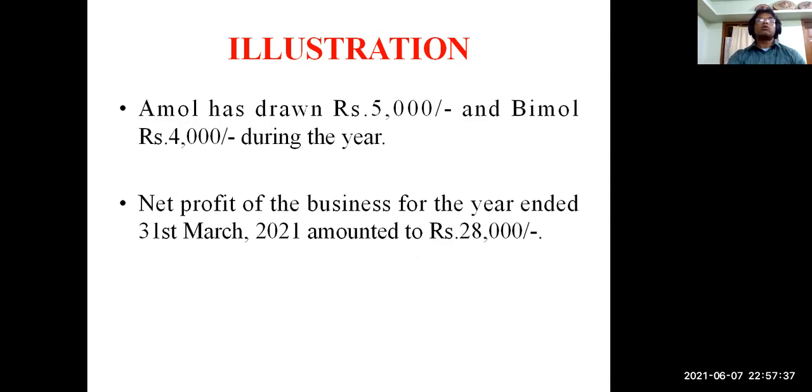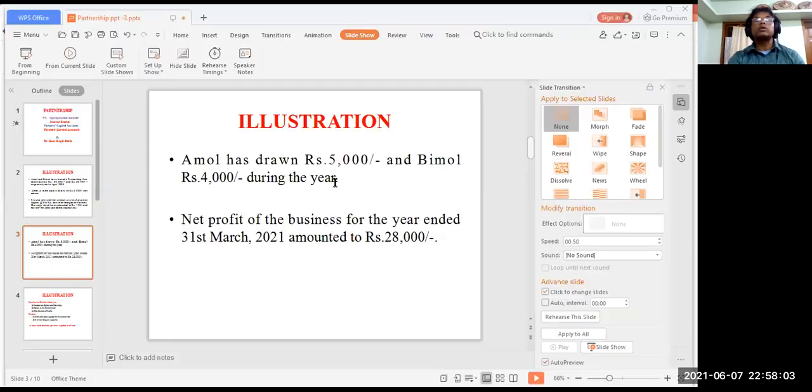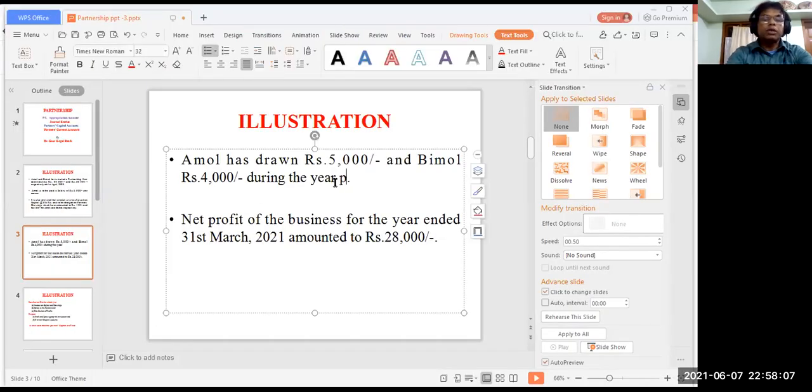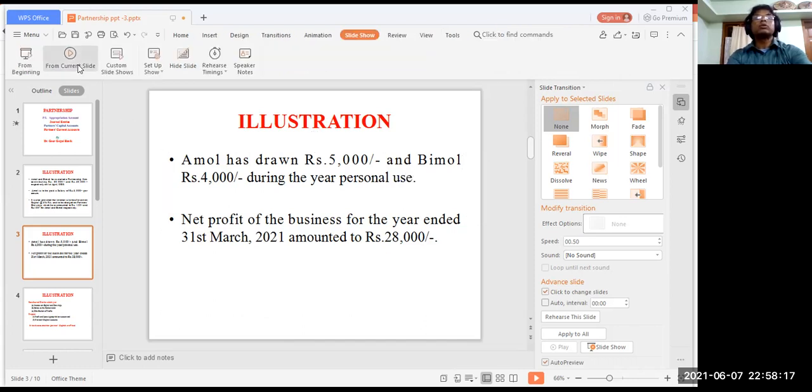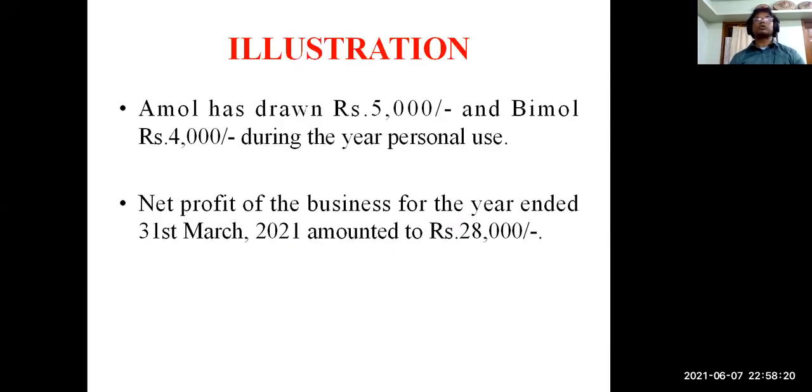Then Amol has withdrawn rupees 5,000 and Bimol has withdrawn rupees 4,000 during the year. See, I have not mentioned here that it's for personal use. They have withdrawn this amount for personal use. Okay, let me correct it for you. Let me write here: Amol has drawn rupees 5,000 and Bimol has drawn rupees 4,000 during the year for personal use.